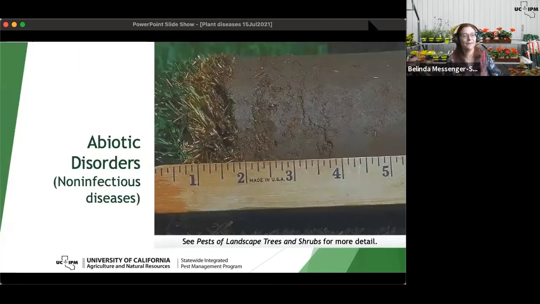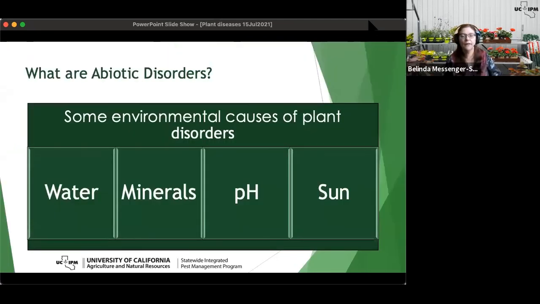Next slide. Okay, let's switch gears and talk about abiotic disorders of plants. Abiotic disorders are non-infectious diseases. That is, there is no pathogen involved. Most common abiotic disorders are due to issues with the soil. Next slide. They are problems caused by something in the environment.